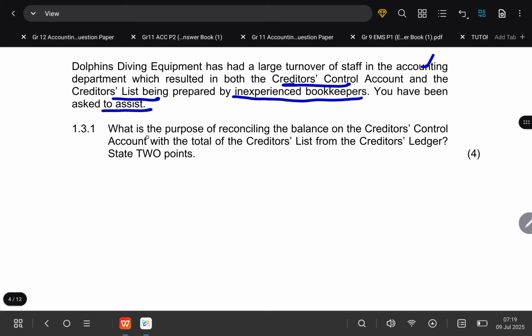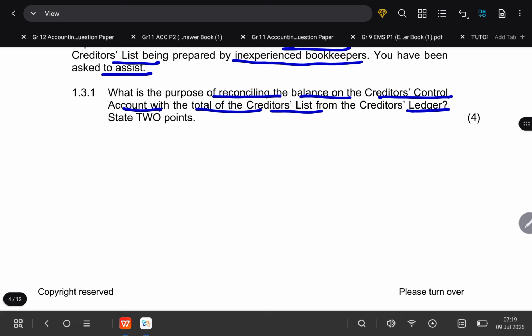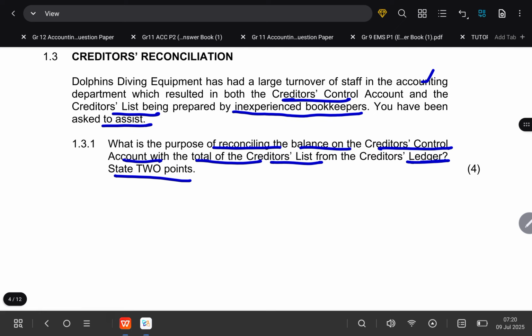First question, it says: what is the purpose of reconciling the balances on the creditors control account with the total of the creditors list from the creditors ledger? So in other words, they want us to be able to give a reason why we need to make sure that there's a reconciliation between the creditors control account and the creditors list. In other words, give us the benefits of doing creditors reconciliation. So how is creditors reconciliation going to help us?